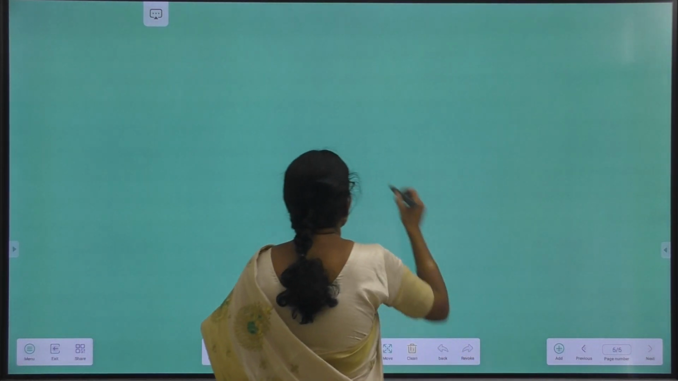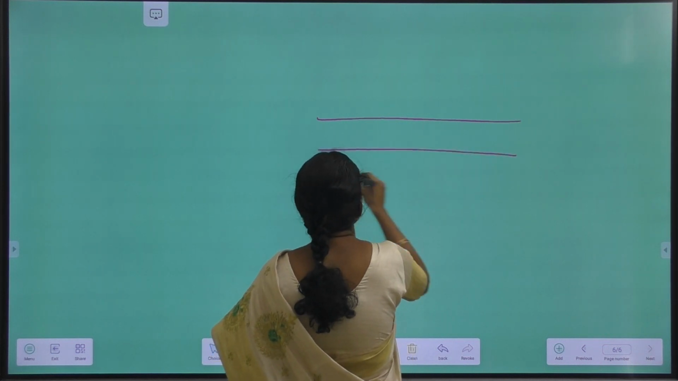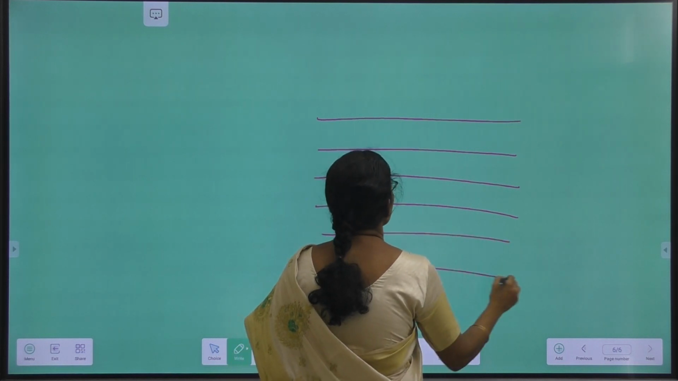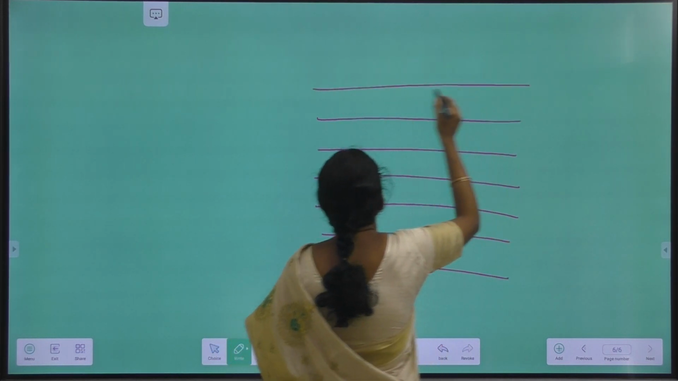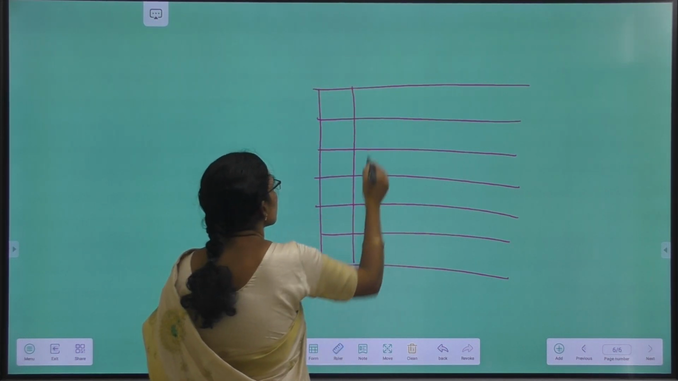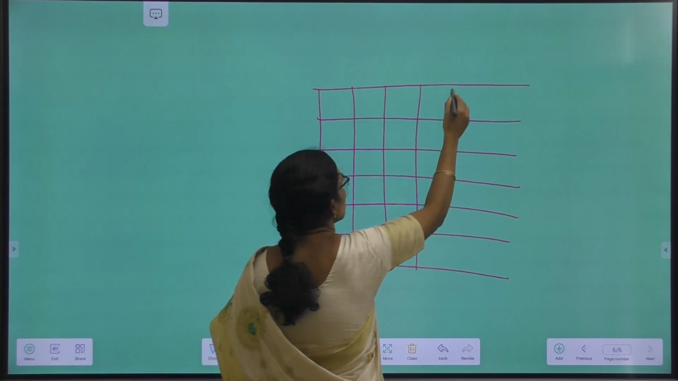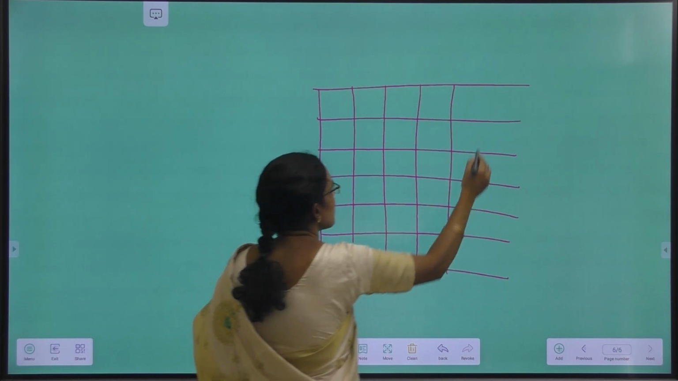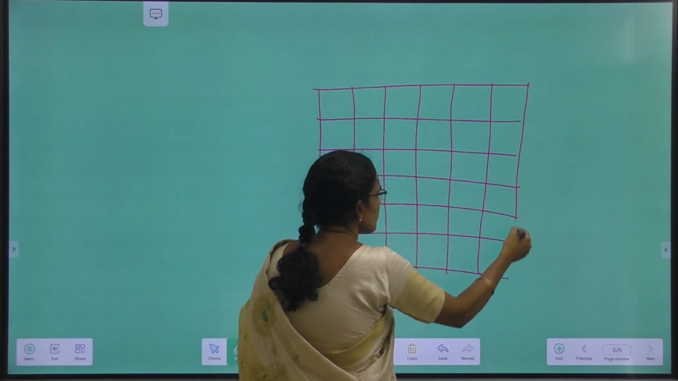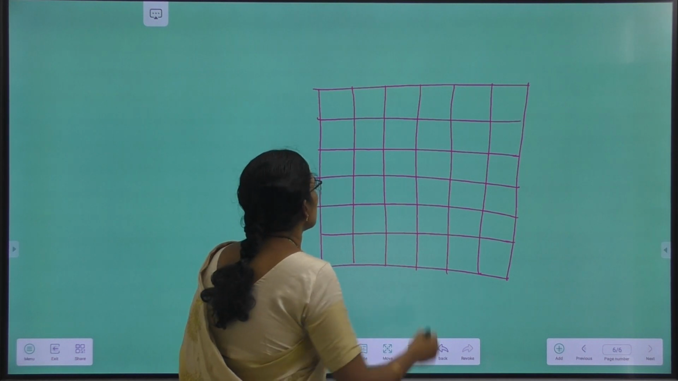Okay, imagine that now here I am drawing a graph sheet. Okay, these are all centimeter squares. Length 1 centimeter, breadth 1 centimeter. Both the dimensions are the same. That is why we are calling them squares. Now this is a square sheet, that is a graph sheet. Imagine that this is a graph sheet.